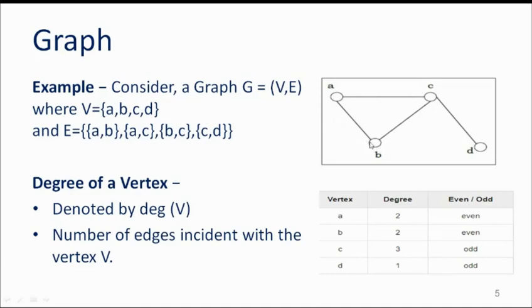And from B also, since it is an undirected graph, there is an undirected edge. So from B, two edges are going out, so the degree of B is 2. And from C, there are 3 going out, so that is the reason the degree is 3 for C. And for D, it is 1. So that is what we call degrees.